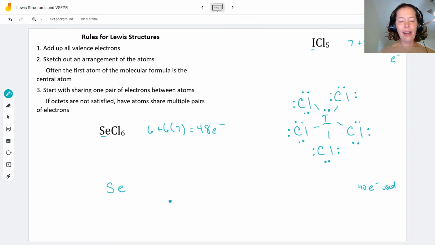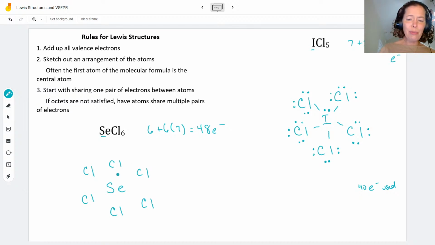And now I've got to fit 6 chlorine atoms around here. 3, 4, 5. Okay, yes, that is 6 chlorine atoms around there. I already know selenium has got to have an expanded octet. And again, check, selenium is atomic number 34. It is in the 4th period, so it can have an expanded octet. That's fine. Let's put in our single bonds.